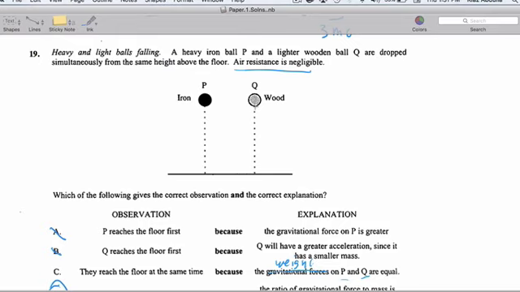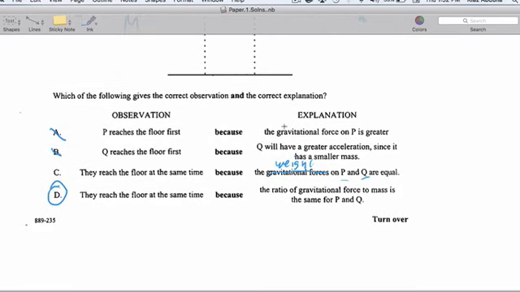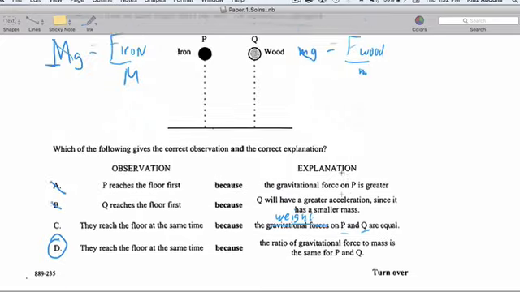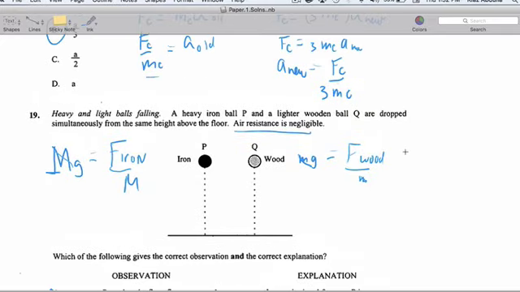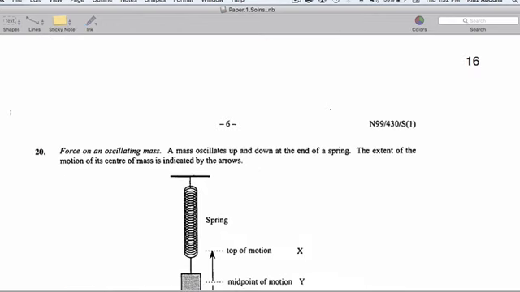So if this is iron and this is wood, do you really think they weigh the same? Of course not. Here's what it is. You have mg here for the iron and little mg for the wood. So you have force on the iron and force on the wood. And let's be clear, when we divide by m, we end up getting the same acceleration for each, which is good old gravitational acceleration, 10 meters per second squared. The way we write that in English is the ratio of gravitational force to mass is the same for P and Q. In other words, this fraction here equals that fraction there. And then number 20.